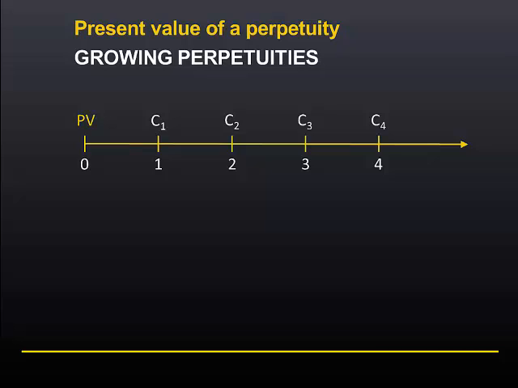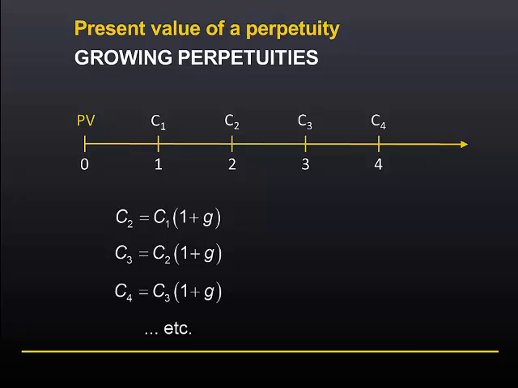The only way that we can calculate the present value of a perpetuity where the cash flows are different from each other is if they are growing at a constant rate. So that means that C2 is equal to C1 times 1 plus G, where G is the growth rate. C3 is equal to C2 times 1 plus G, where C2 is growing at the same growth rate, and so on. Another way to calculate C3 would be to take C1 and multiply by 1 plus G squared, and so on.